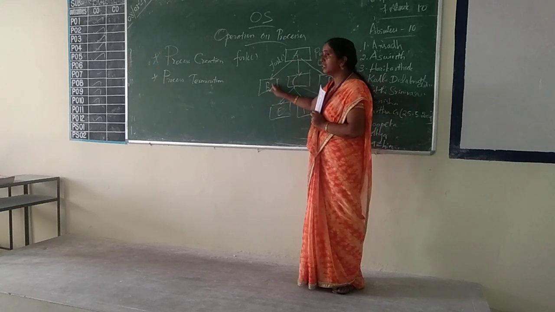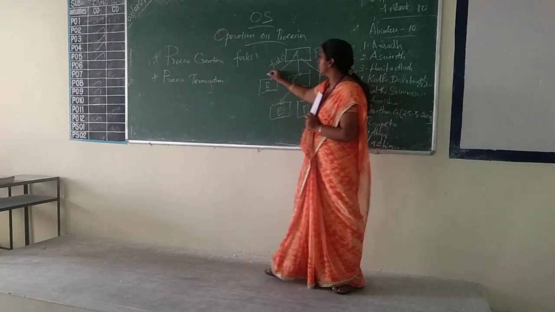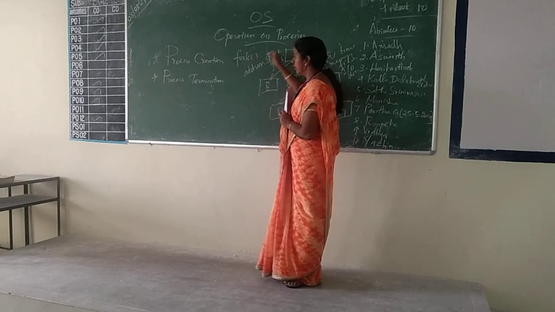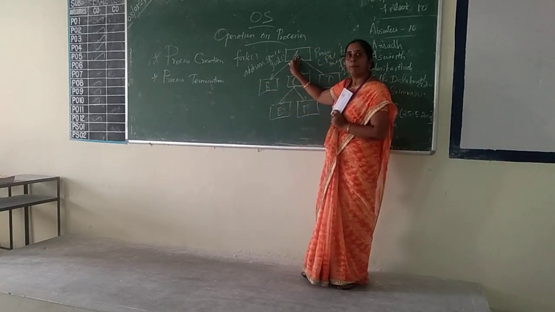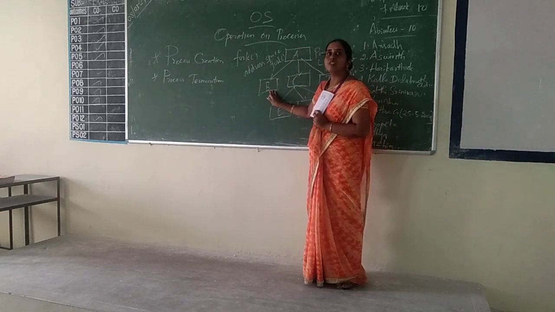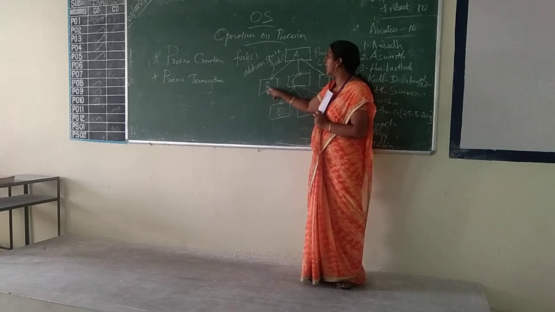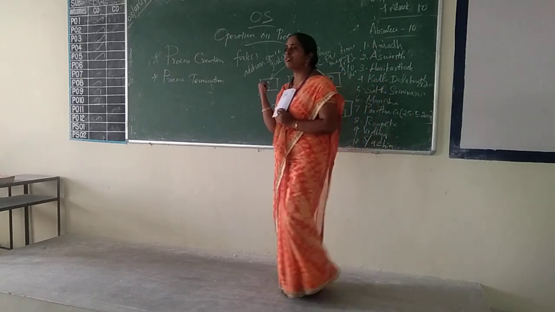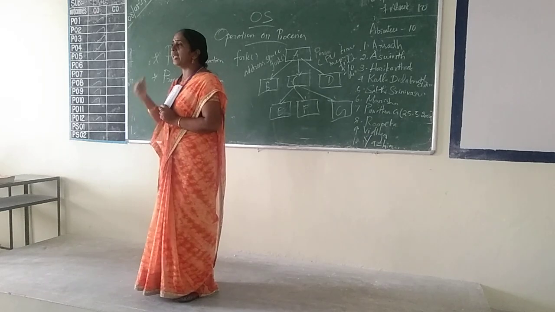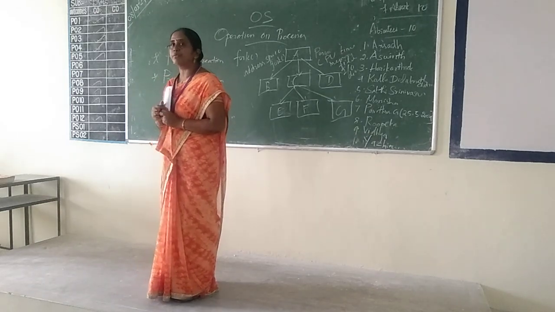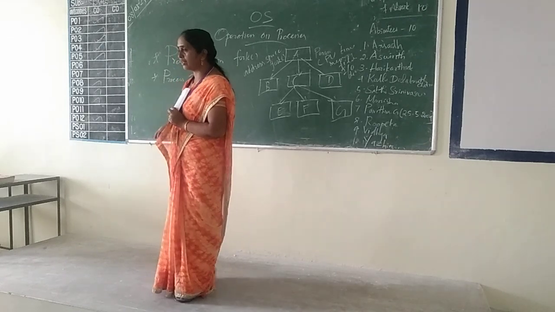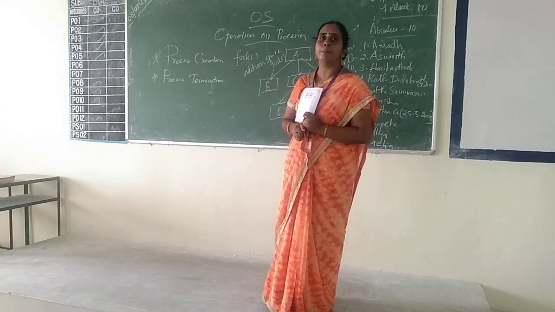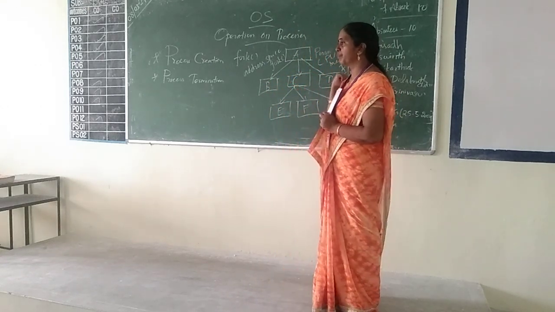The child process created by the parent shares the same address space. When one process creates another process, the child is a duplicate of the parent process, because both share the same address space. Through the address space, the child and parent are able to communicate with each other.